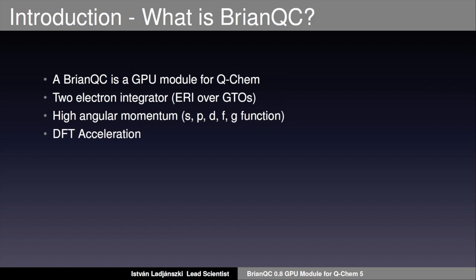Also, because we can accelerate the two-electron integral evaluation, we accelerate the DFT code path in Q-Chem. However, currently we do not have an exchange correlation part on GPU. As I will show you later in the measurement data part, the DFT module is accelerated by the BrianQC module.